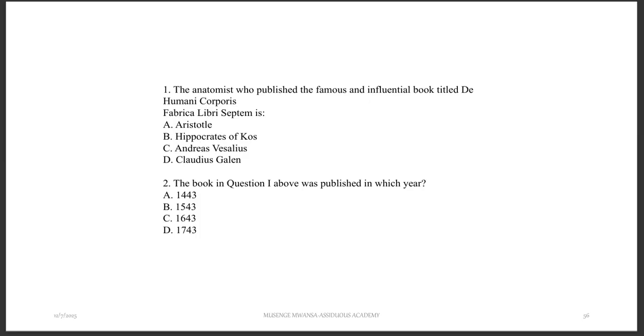The next question: the book in question one above was published in which year? 1443, 1543, 1643, 1743. How about that one? Okay, David says it's B, Evelyn says it's B. Please feel free to open your microphones. Okay, excellent, thank you very much. So we are all very correct.